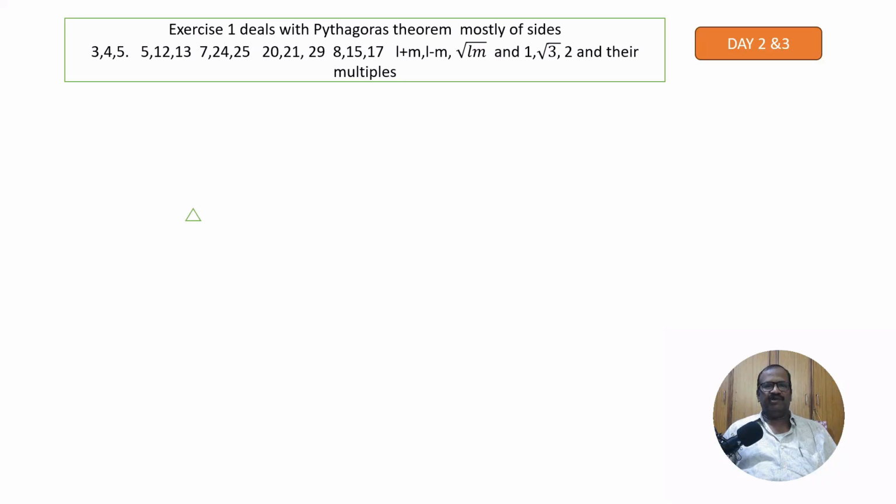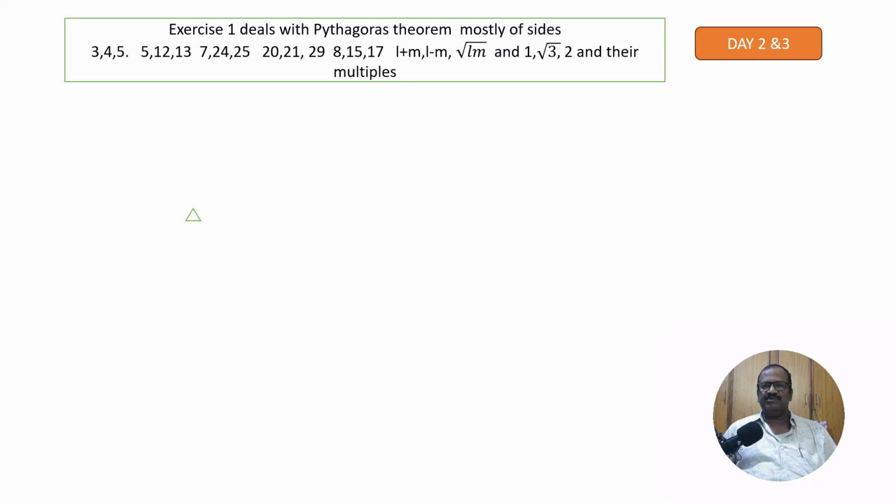According to me: 3, 4, 5; 5, 12, 13; 7, 24, 25; 20, 21, 29; 8, 15, 17; and L plus M, L minus M, root LM. It is reciprocal: first root LM, L minus M, then later L plus M. And 1, 2, 3, 2. And their multiples. Generally we use the same.